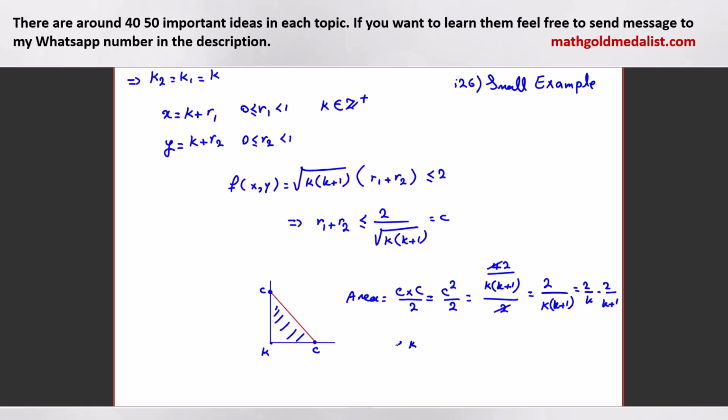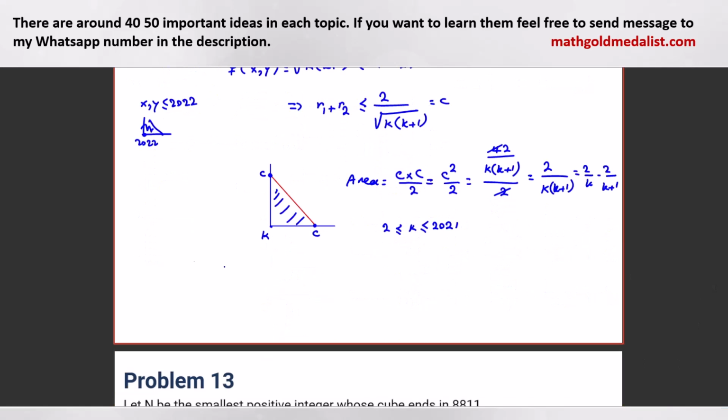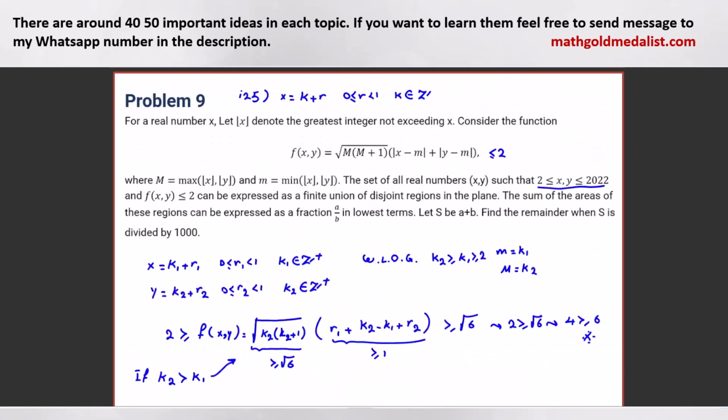k can be from 0, can be from 2, because x and y are from 2 to 2021, because if we have, for example, 2022, we cannot consider this part, because the problem says x and y should be less than or equal to 2022. So we can't have any fractional part for 2022. So we can say k is from 2 to 2021. And here you should use the telescoping sum rule.